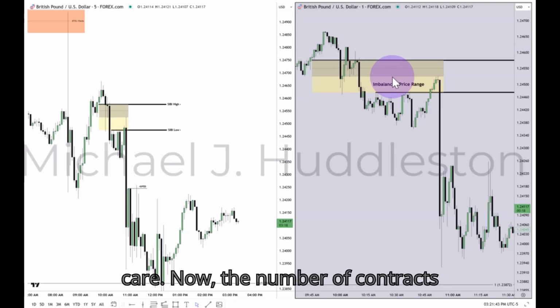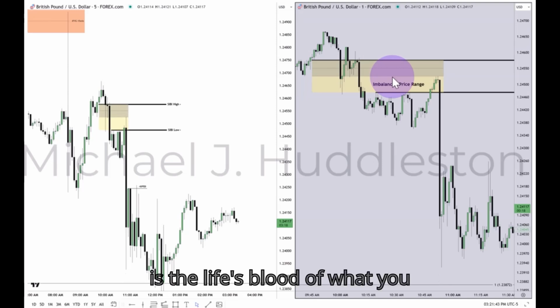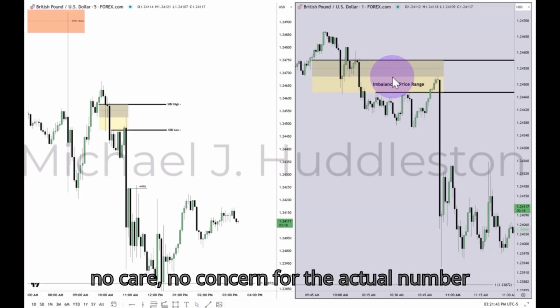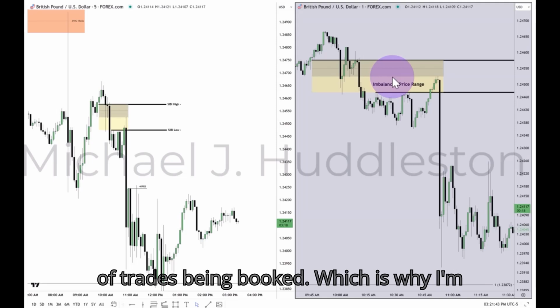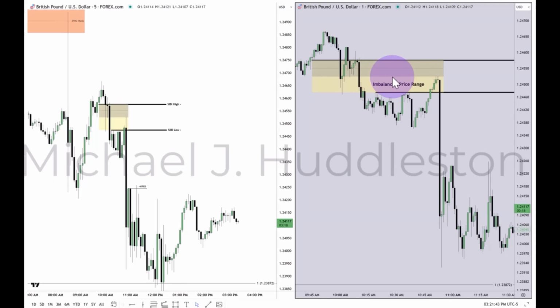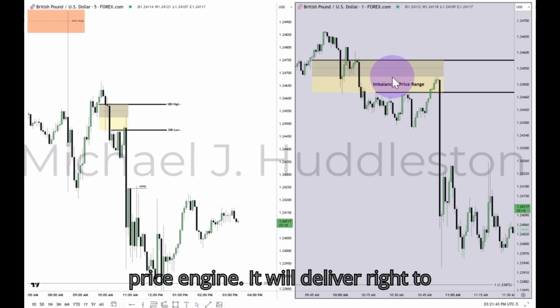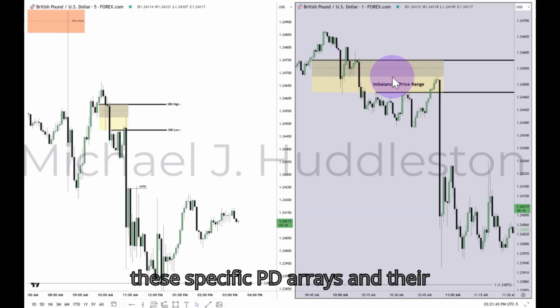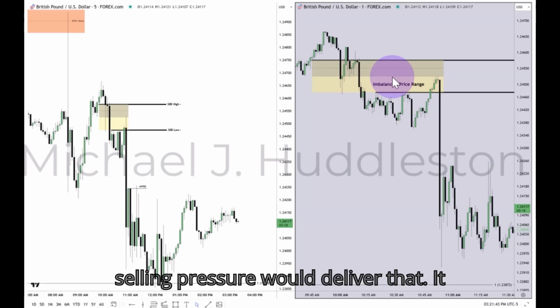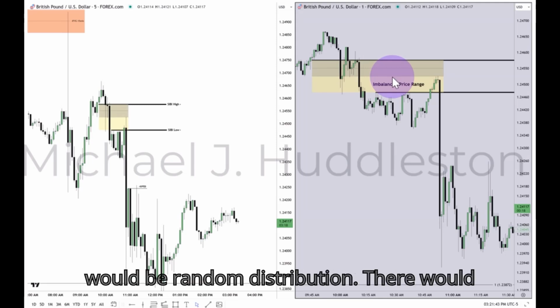Now, the number of contracts is the life's blood of what you can get filled on trades. But the delivery mechanism has absolutely no care, no concern for the actual number of trades being booked, which is why I'm trying to tell you, and I've been telling you since I started teaching it, that this algorithm that exists is a price engine. It will deliver right to these specific PD arrays and their consequent encroachment. There's absolutely no way that buying and selling pressure would deliver that. It would be random distribution.